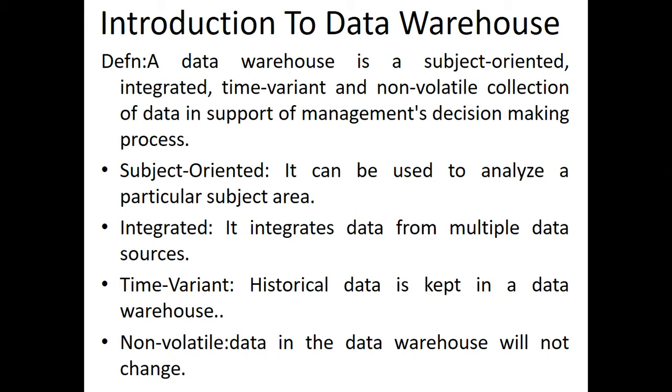A data warehouse is subject oriented. It should have a subject. What is the meaning of subject oriented? It can be used to analyze a particular subject area. If it is student information data, it only stores student information. If it is customer information, it stores customer information. If it is a research oriented application, it will store research oriented information. Its data has to be stored on some particular subject, and that is called subject oriented.